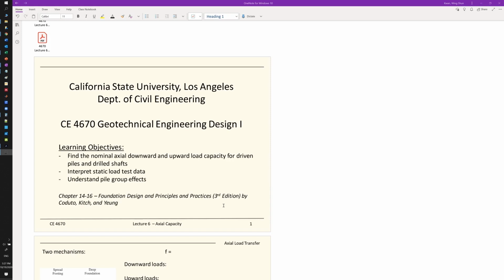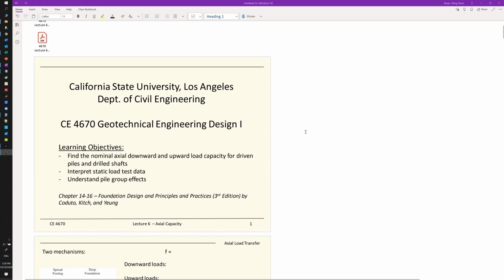By the end of this lecture, you will at least have an idea how to design for a group of piles, not just a single pile. For the reference for this lecture, go back to your textbook, chapters 14 to 16. So first, before I go into the deep foundations, let's talk about what the differences are between deep foundations and shallow foundations.